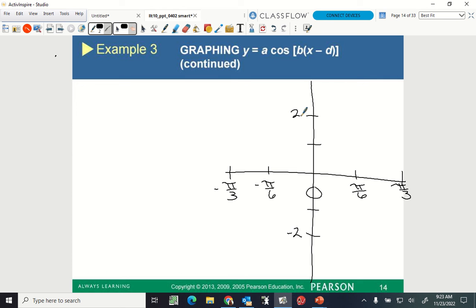So now I'm going to start writing this out. So it was -2 cosine of 3x plus pi. That's how it goes, right? All right. So let's see. It's -2 cosine of 3 parentheses negative pi over 3 plus pi.